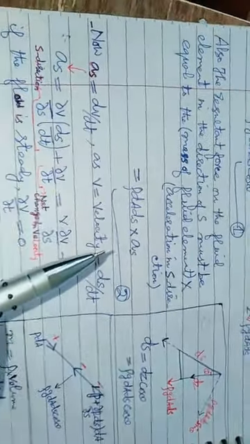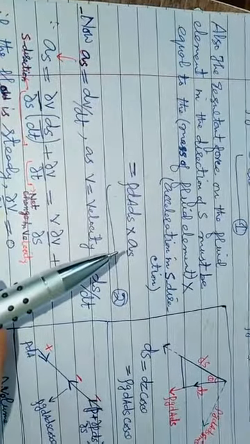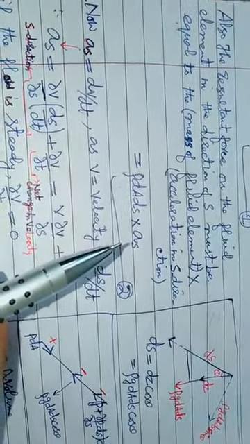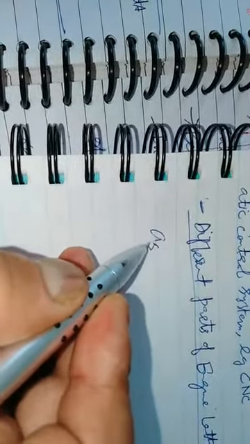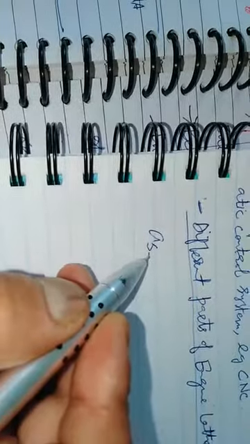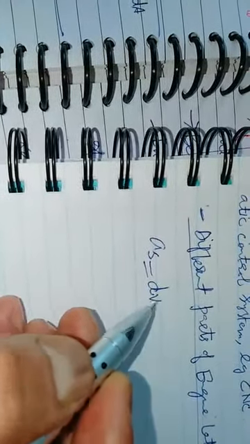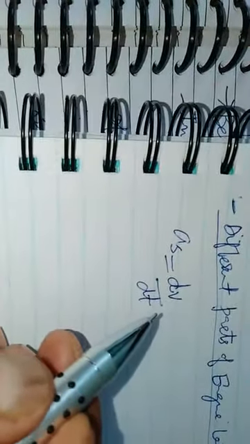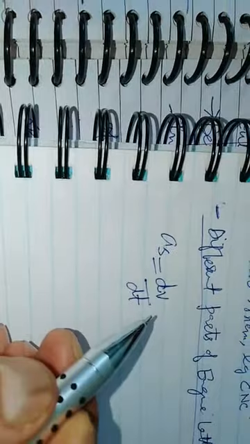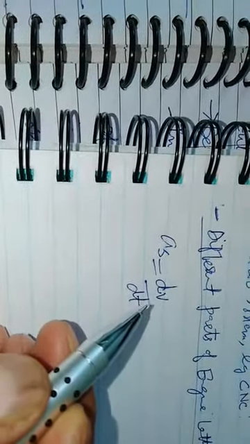Now we have to calculate what is as actually, what is the acceleration along the s direction. How can you calculate this acceleration along s direction? Suppose as represents the acceleration along the s direction, and it is equal to dv by dt. So this acceleration along the s direction is equal to dv by dt, that is, it represents the rate of change of velocity along the s direction.